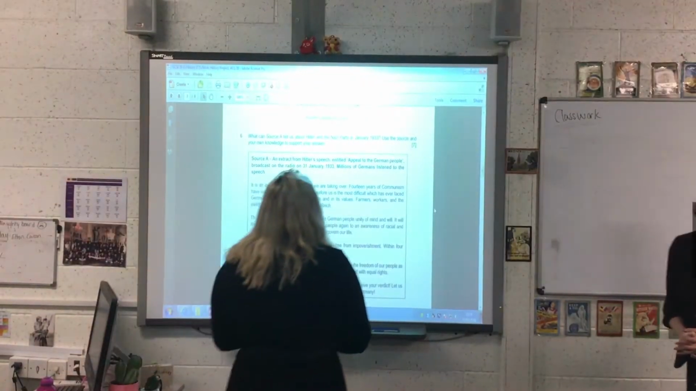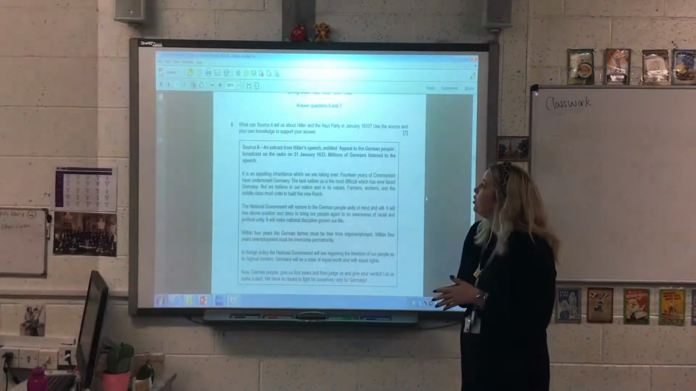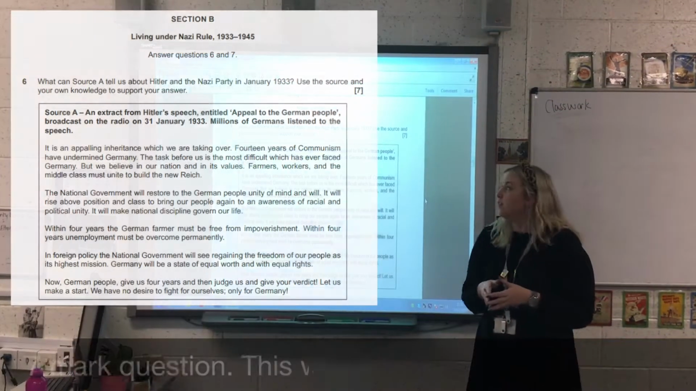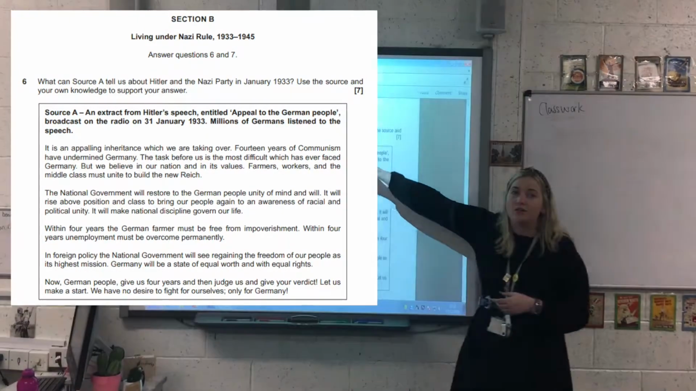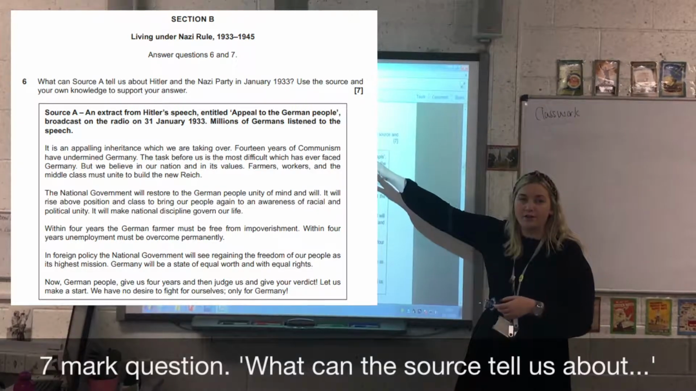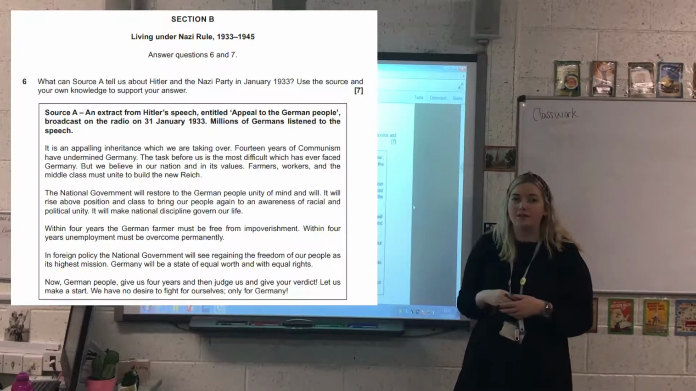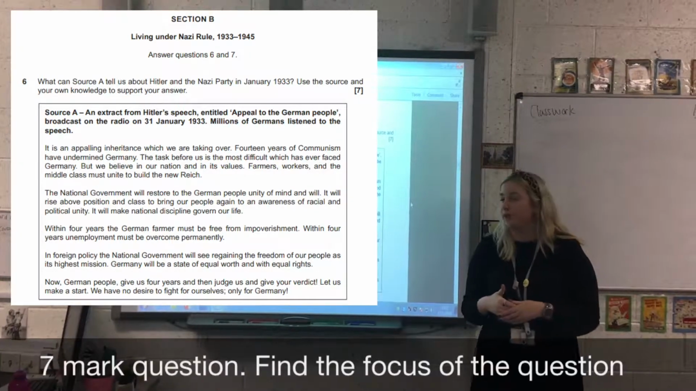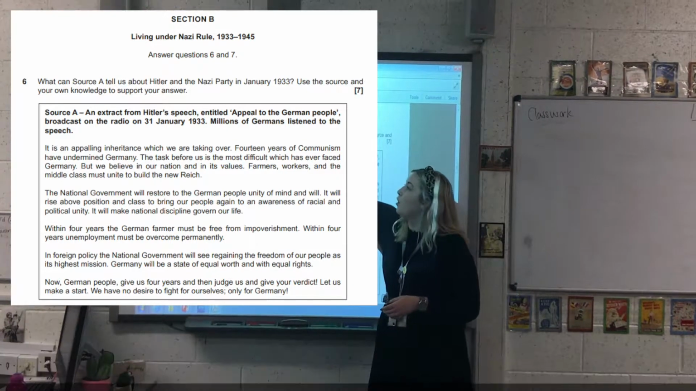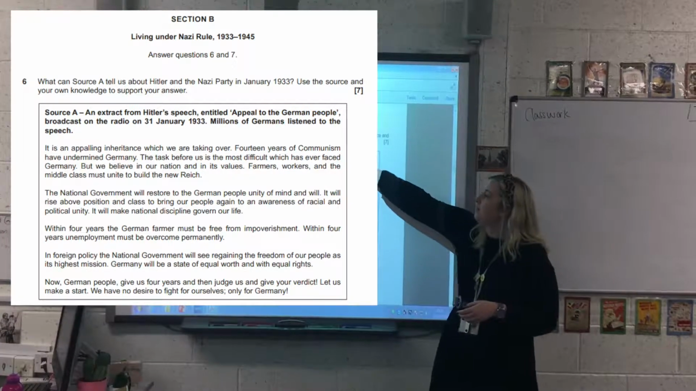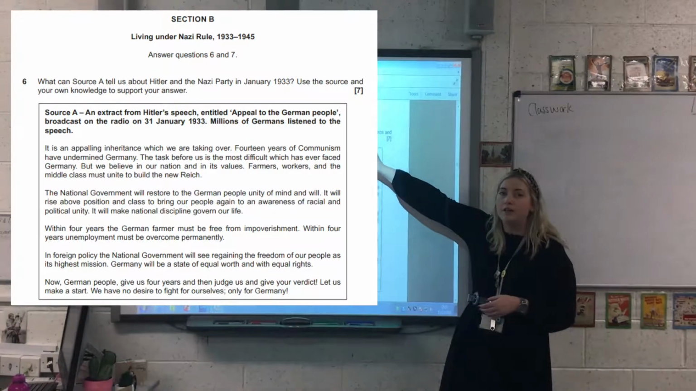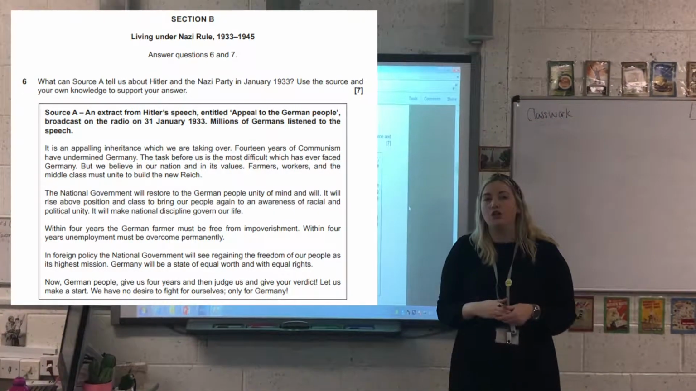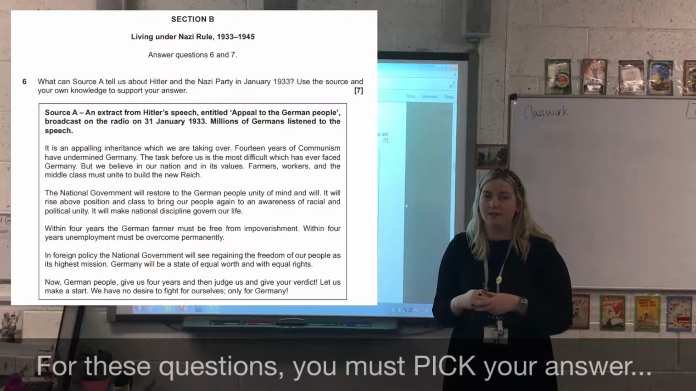You have a source question for your 7-marker. Your 7-mark question is always, what can the source tell us about something? The first tip I give my classes is to find the focus of the question. So in this case, it's what can the source tell us about Hitler and the Nazi Party in January 1933. For this kind of question, you need to pick your answer.